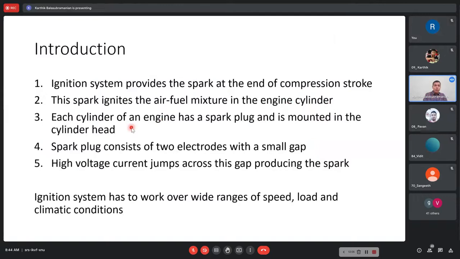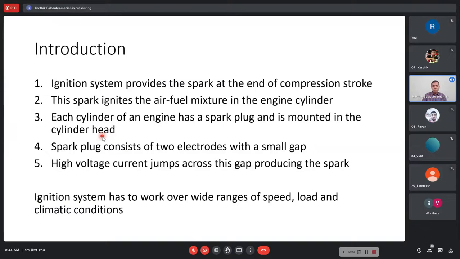Each cylinder of an engine has a spark plug, mounted in the cylinder head. You can have multiple spark plugs also, not just one, so that you can have multiple combustion nodes and get complete combustion. A lot of research has been done and different engine manufacturers have located spark plugs in different locations on the cylinder head.